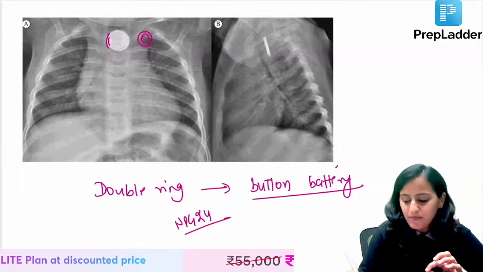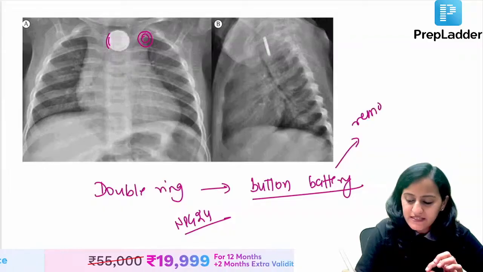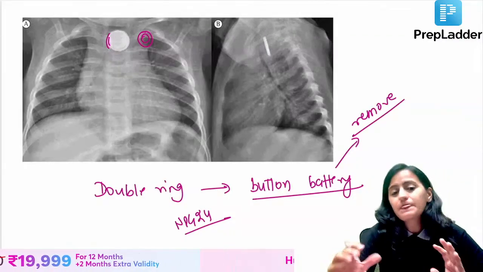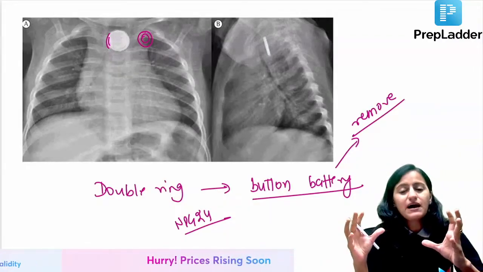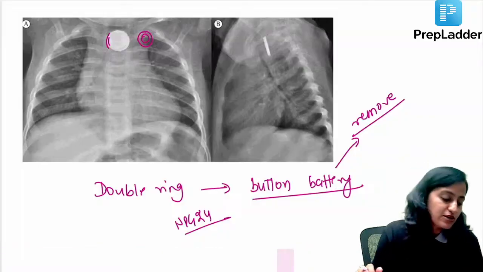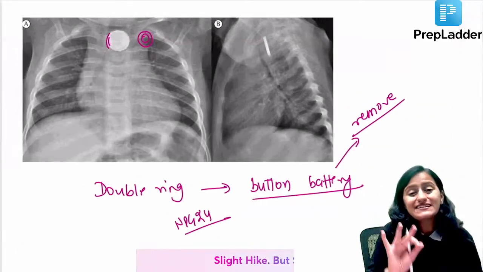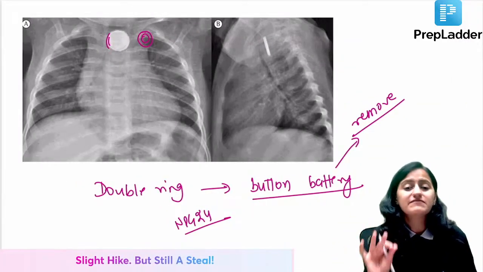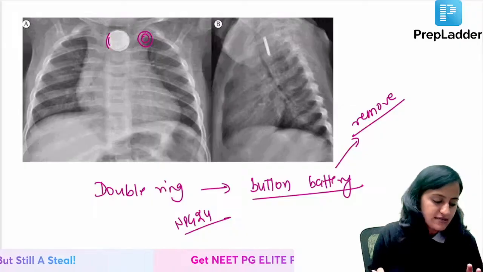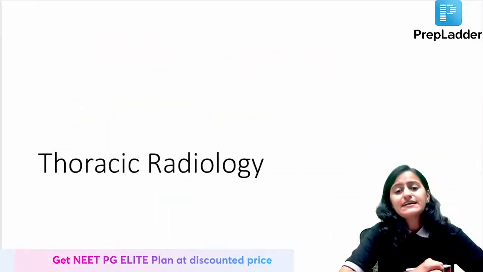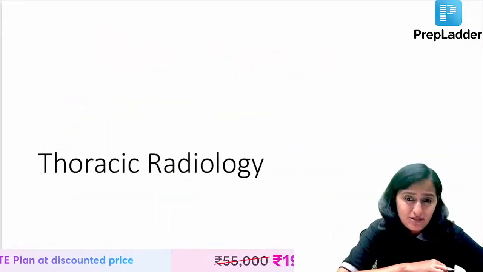Right. Remember for button battery, you need to remove it even if asymptomatic, because वो alkali fluid बाहर आके बैटरी में से perforation corrosive है, वो perforation कर सकता है. It needs to be removed irrespective of whether it is symptomatic or asymptomatic. Right. So that was about the important emergencies.